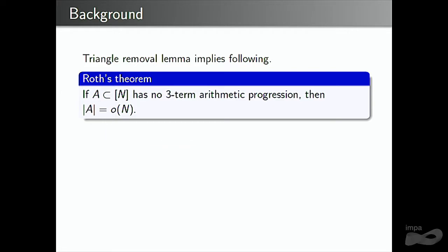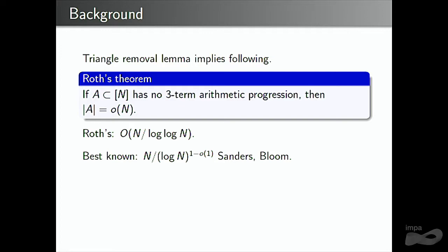Since we saw there are tower type bounds, you can perhaps guess that that proof would give terrible bounds for this. Roth's proof gives a bound of the form n over log n, so very slowly, but better than what you get from the tower type. And I believe the best known bounds are of the form n divided by log n times some other lower order terms, due to Sanders and Bloom.